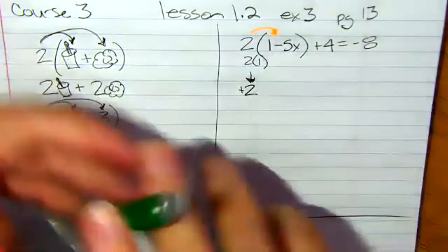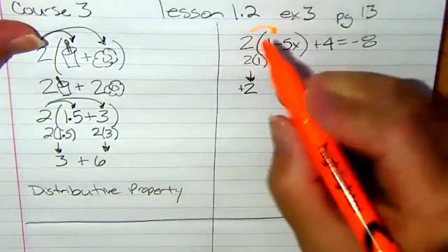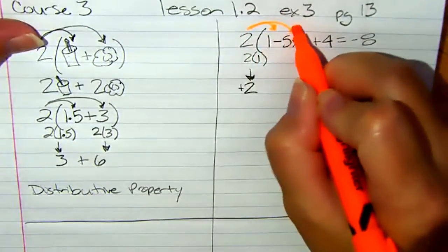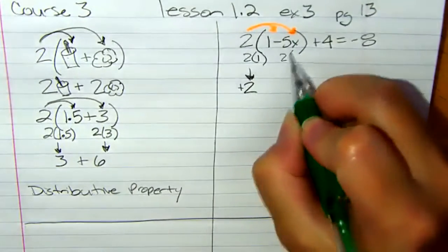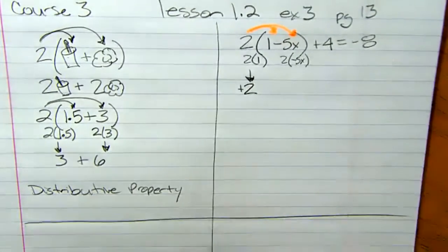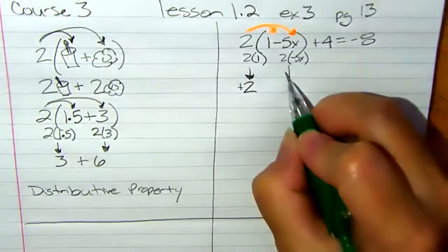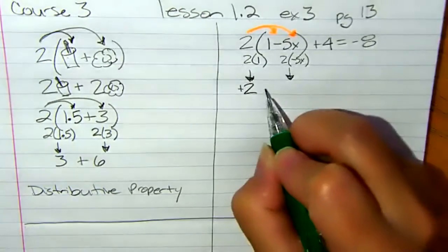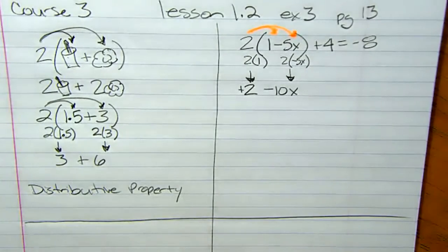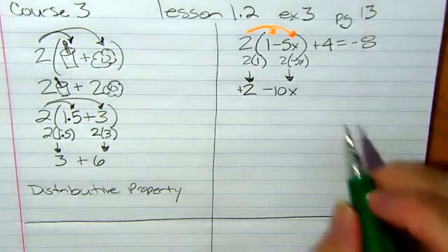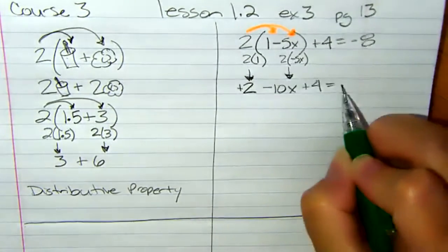Now we need to multiply 2 times -5x. We need to finish distributing. So this is 2 times -5x. And 2 times -5x is -10x. Then everything else comes down.